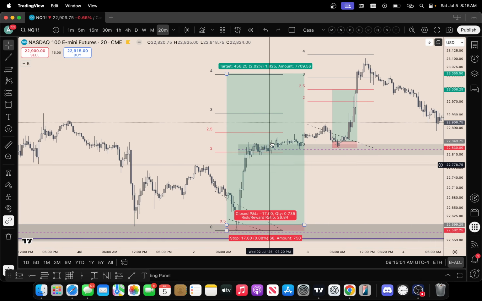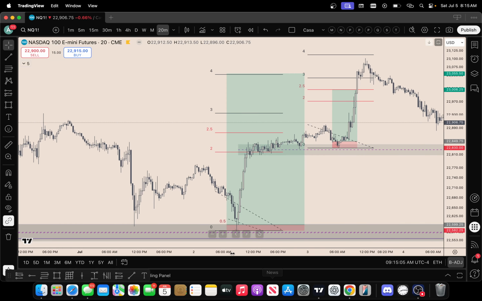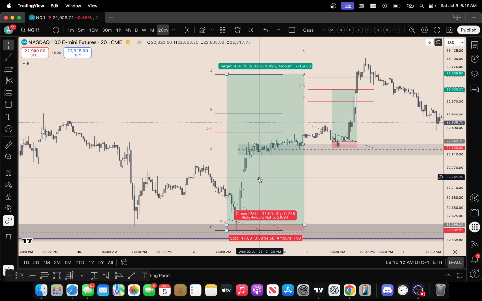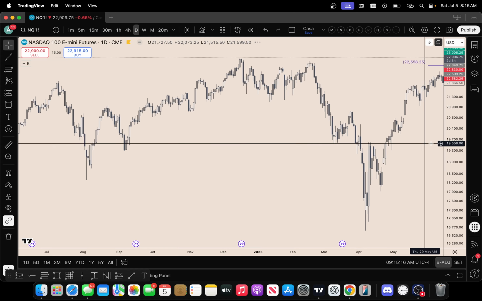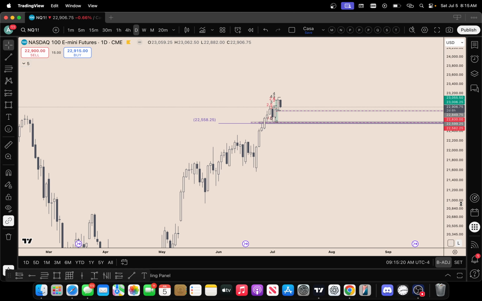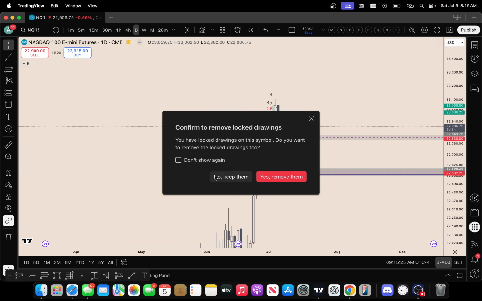Okay, so for the case study that allowed me to catch the second leg, because I originally missed this move, but I saw this reaccumulation. I was like, bro, we're just going to keep going higher. So utilizing this case study is how I caught the second leg of redistribution. It was all based on a daily fair value gap. So basically, let me get rid of these drawings.